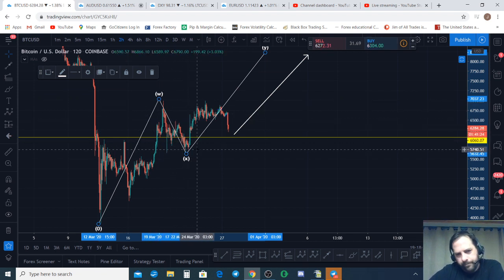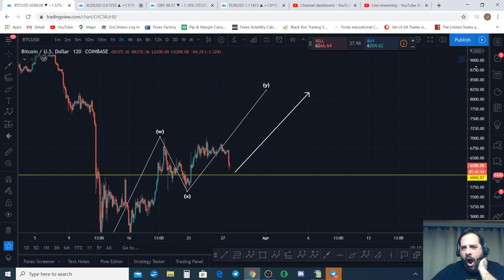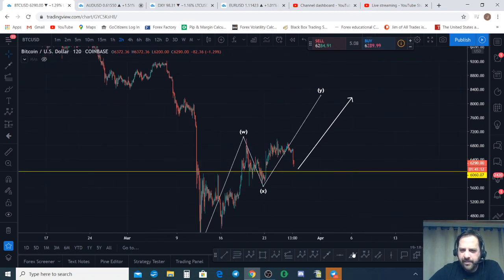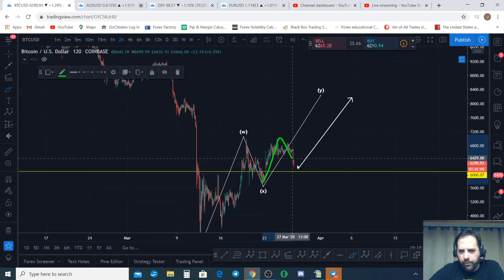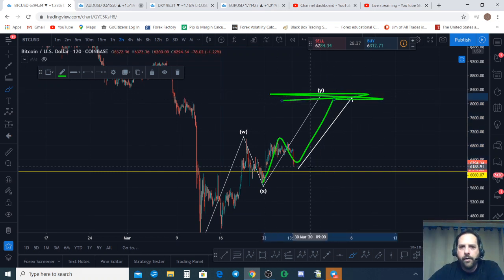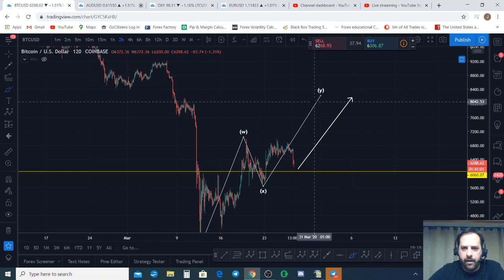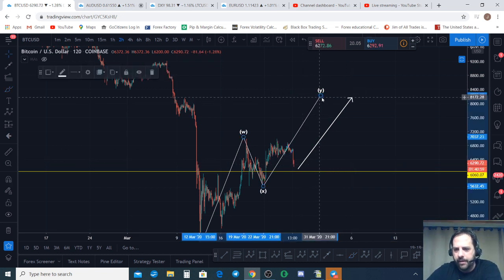And so we're looking for another three wave move, and that's going to get us up in this region here. Okay. All right, so that's one count. That's one look at it. Let's talk about the other look at it here.